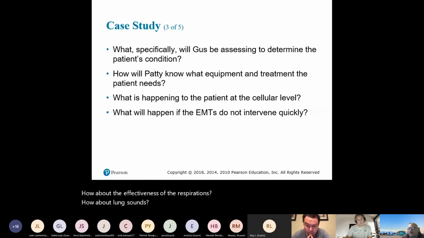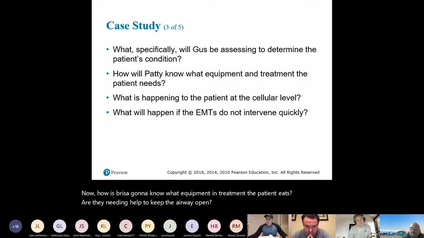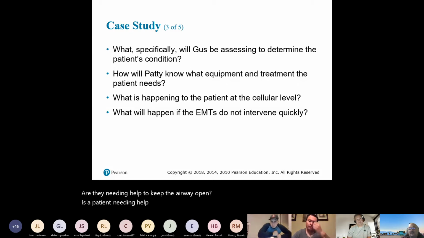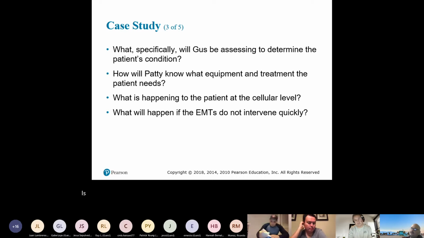Now, how is Brisa going to know what equipment and treatment the patient needs? Are they needing help to keep the airway open? Is the patient needing help to shove that oxygen down into the lungs? Is the patient conscious or unconscious?